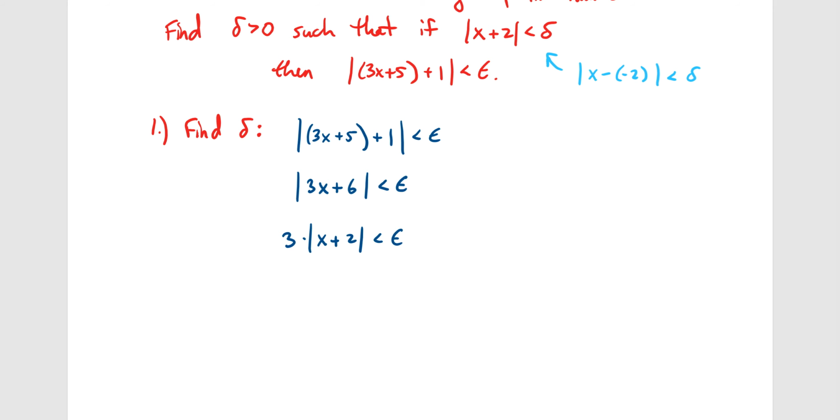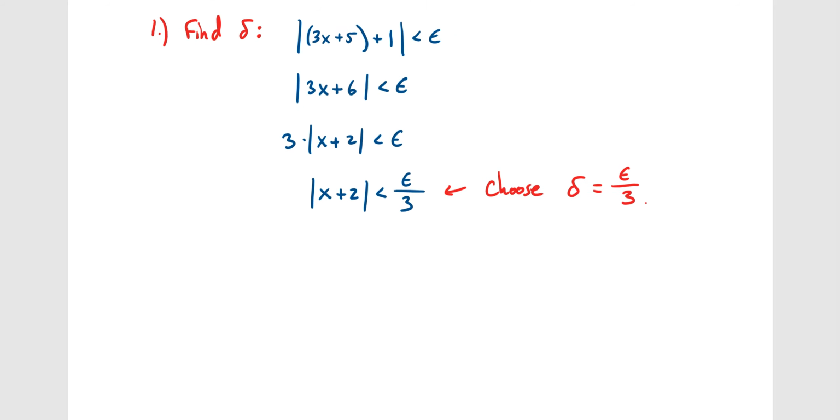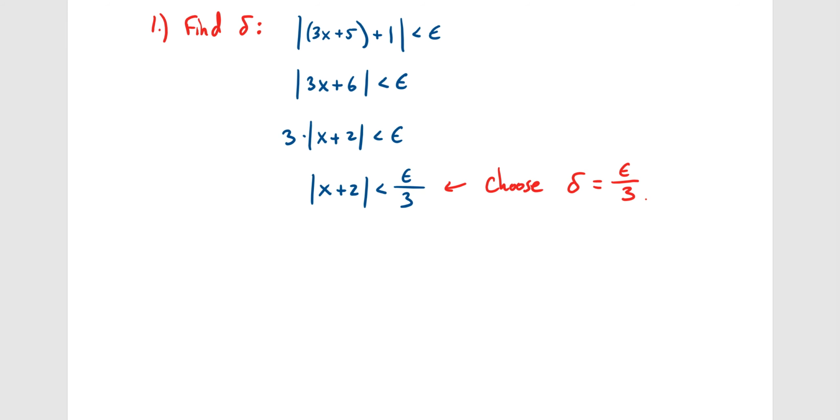And now we recognize, okay, here's our x plus 2, matches this x plus 2, which is good. We divide both sides by 3, and we get the absolute value of x plus 2 is less than epsilon over 3. So that means we go ahead and choose the delta value. We found delta is going to be epsilon over 3. So there is delta in terms of epsilon. And now we're going to go ahead and show that it works.